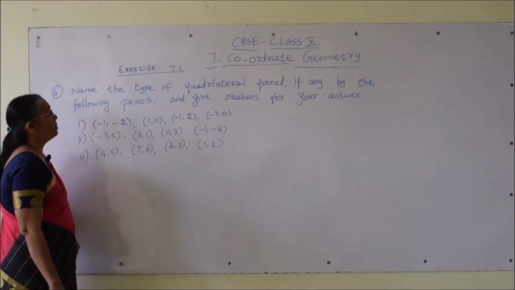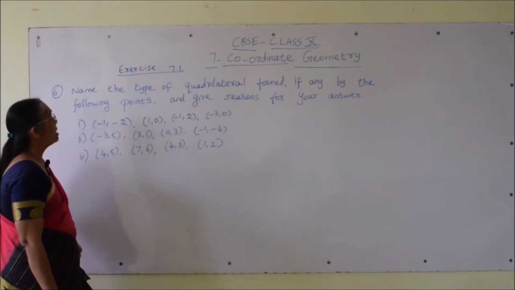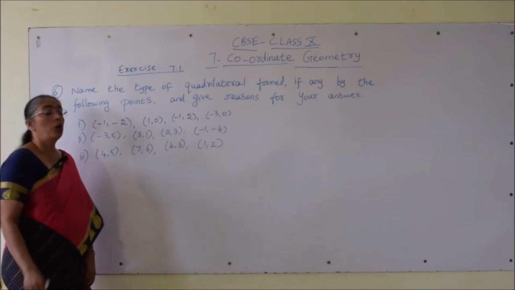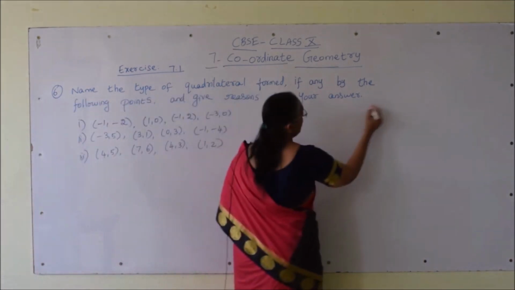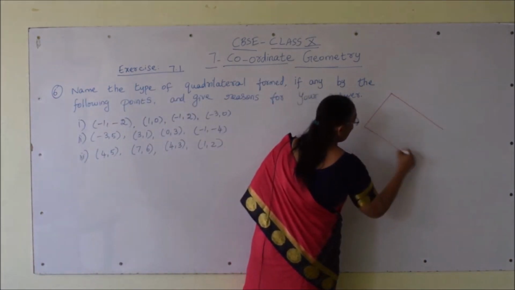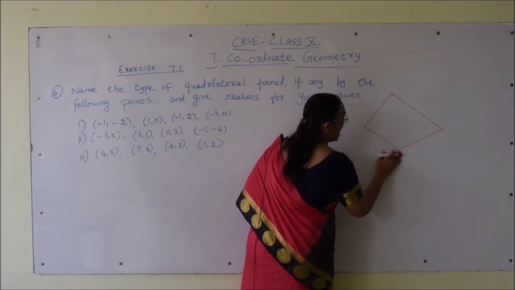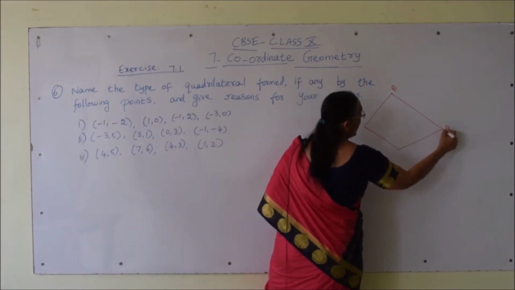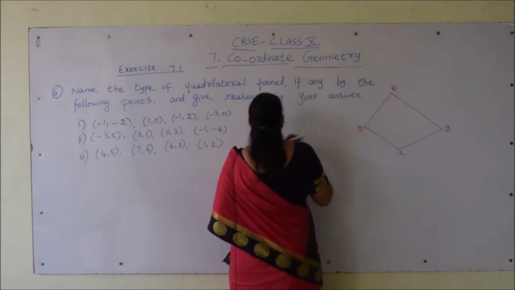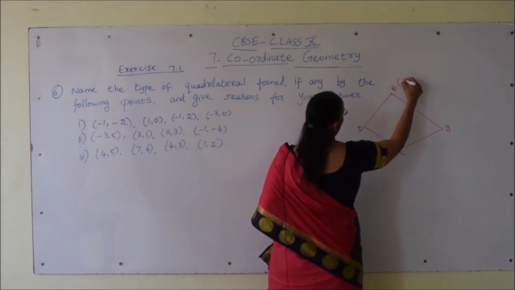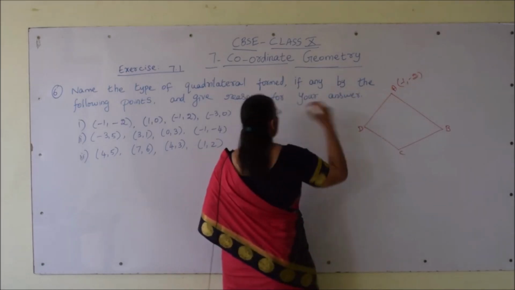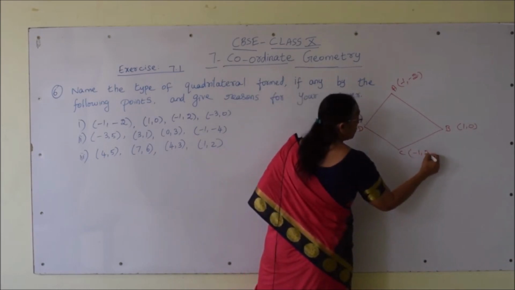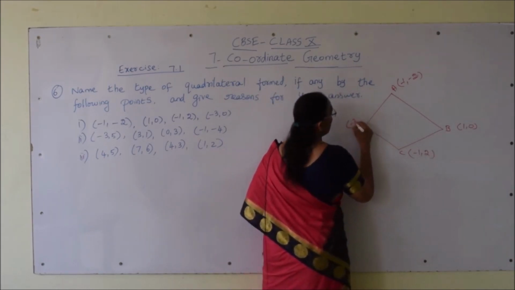Sixth problem: name the type of quadrilateral formed, if any, by the following points and give reasons for your answer. So, in total there are 4 vertices given. First, let us discuss what are the types of quadrilateral and what are the conditions they have to satisfy for that particular quadrilateral. Now, let ABCD be the quadrilateral. For example, let me take the first problem: A vertex (-1, -2), B (1, 0), C point (-1, 2) and D (-3, 0).